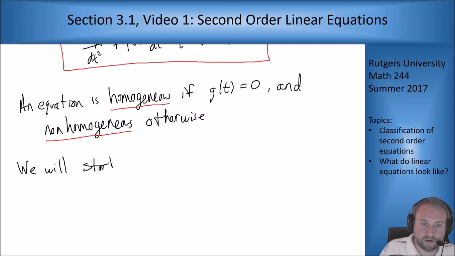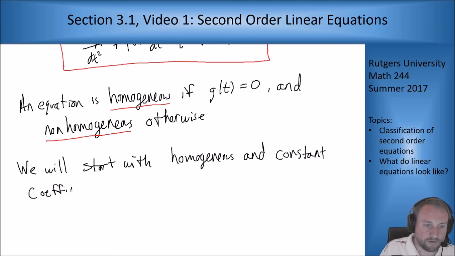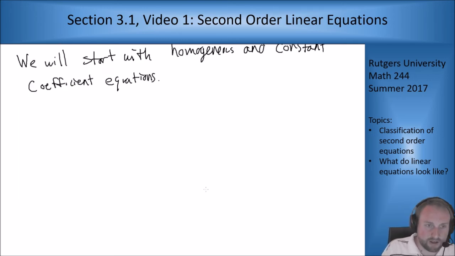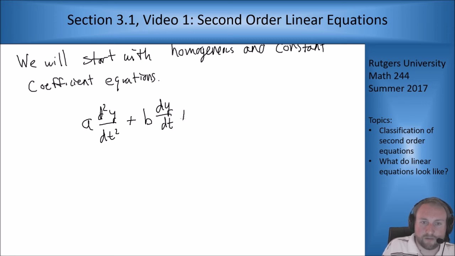Start with homogeneous and constant coefficient. So what that means is that our equation looks like this. Our equation is going to be some constant a, d squared y dt squared, plus some constant b, dy dt, plus some constant c times y equals 0.